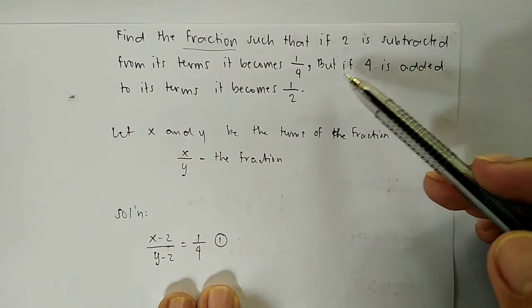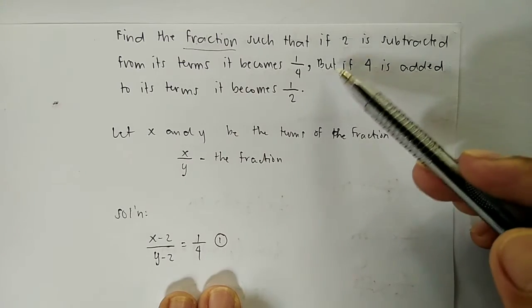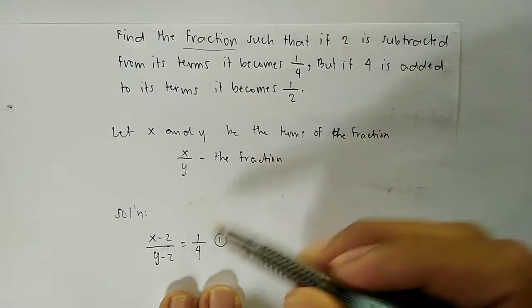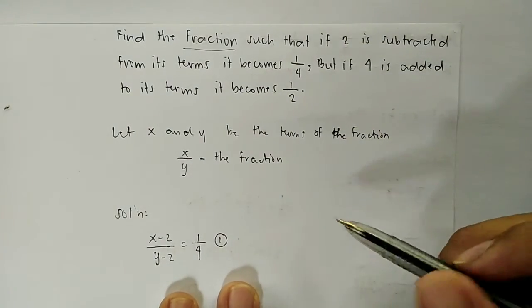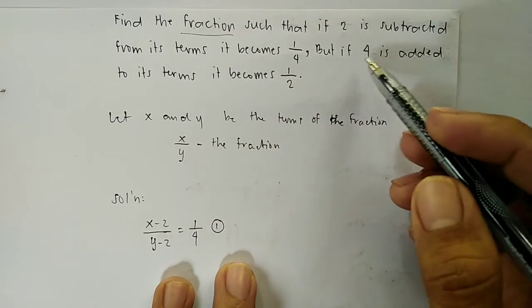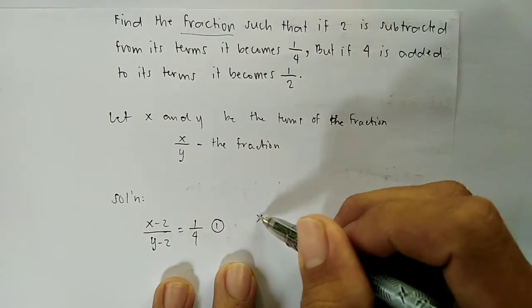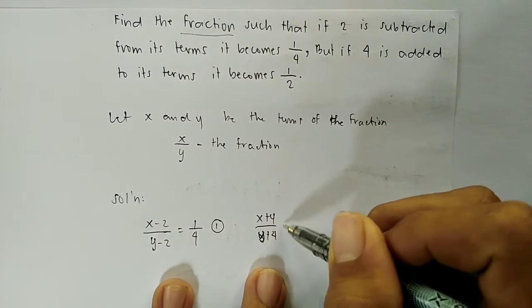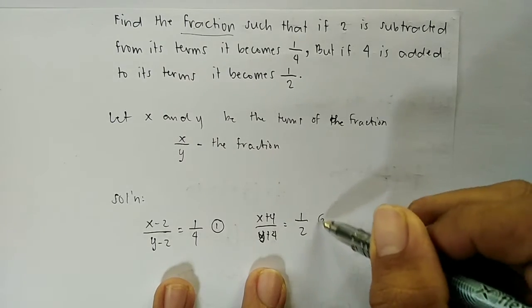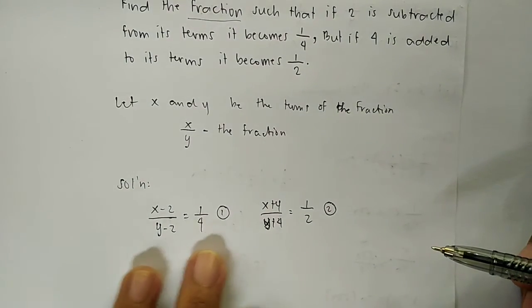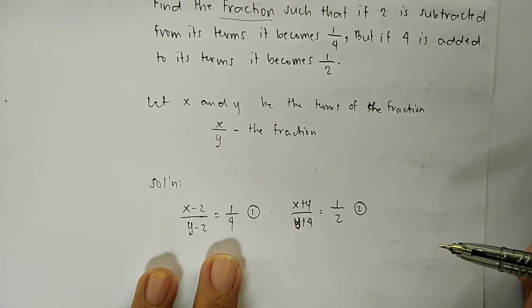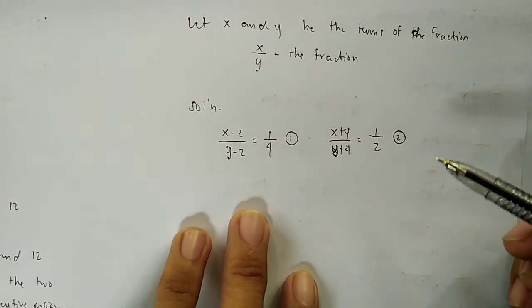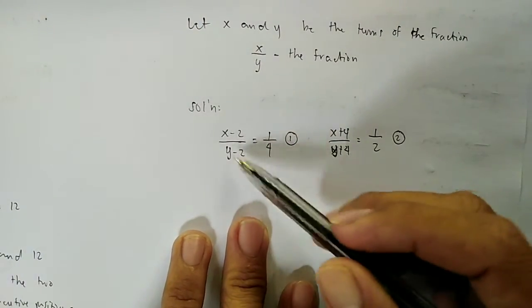Now we have an additional, supporting statement. But if 4 is added to its terms, it becomes 1/2. So, as we did in the previous expression, we can add 4 to the terms of the fraction, x plus 4 over y plus 4, and the result will be equal to 1/2. So this is the second equation that we can form from the statement given in the problem. What we're going to do now is simplify this further.